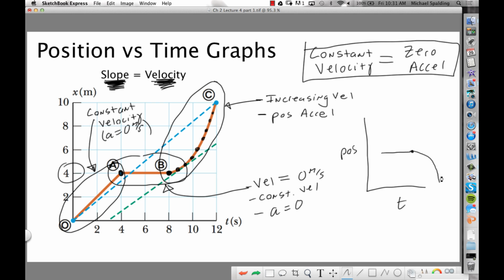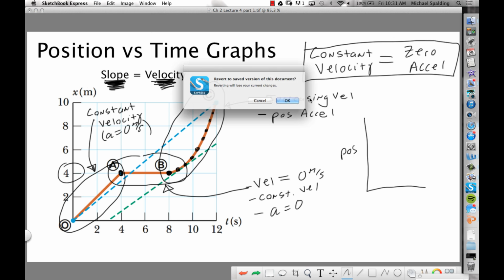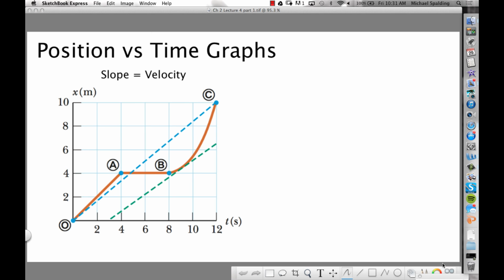Okay? All right, so I got a couple questions. Any questions on this? So to sum it all up, the slope is velocity. You should know that constant velocity is synonymous with 0 acceleration. So I got 3 questions for you. I'll give you a couple minutes to look at these.